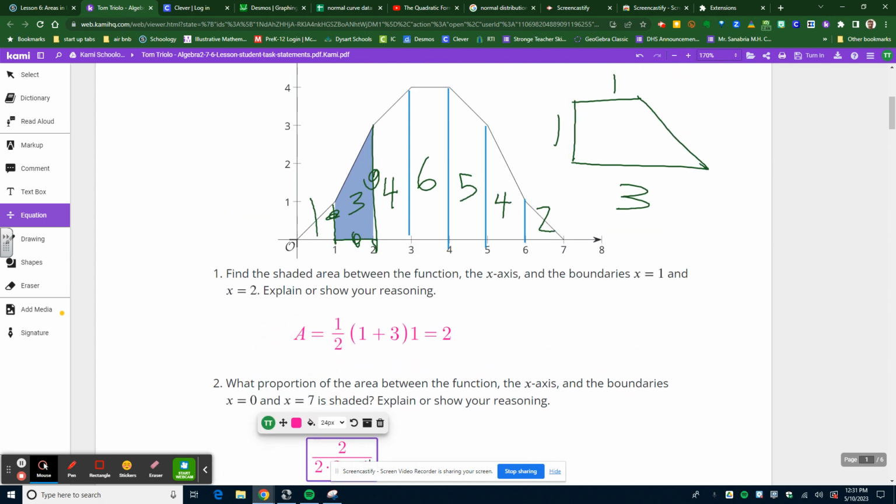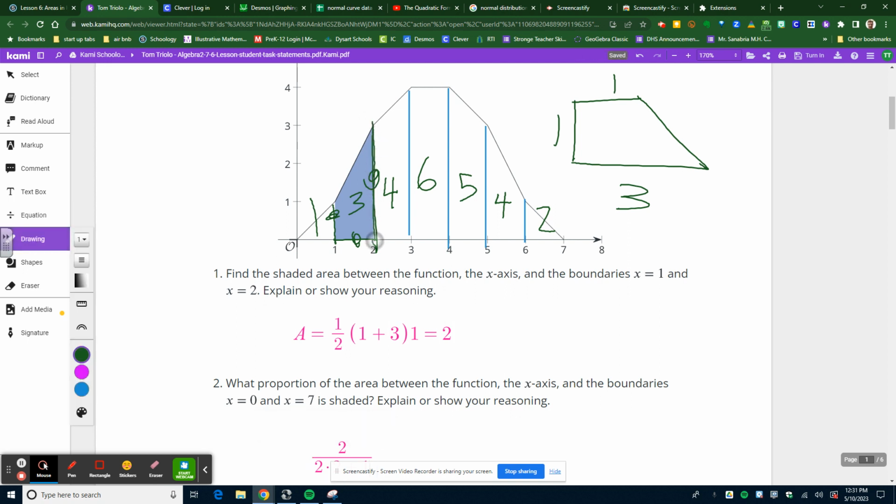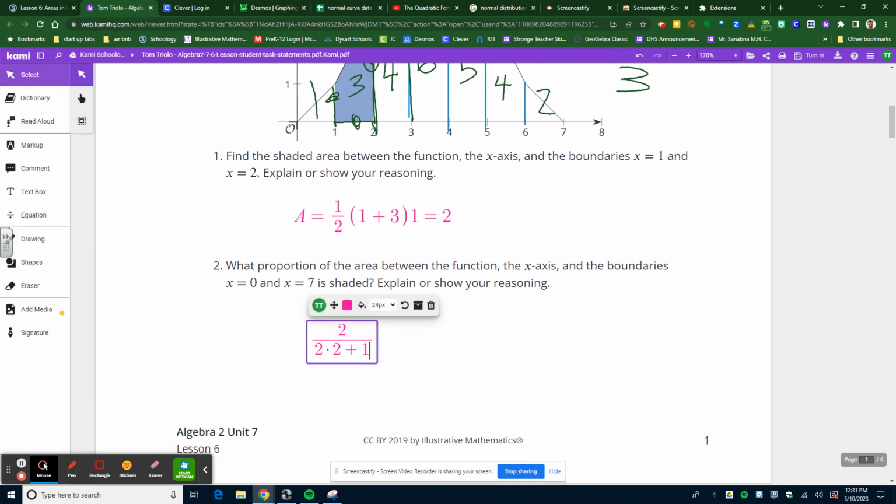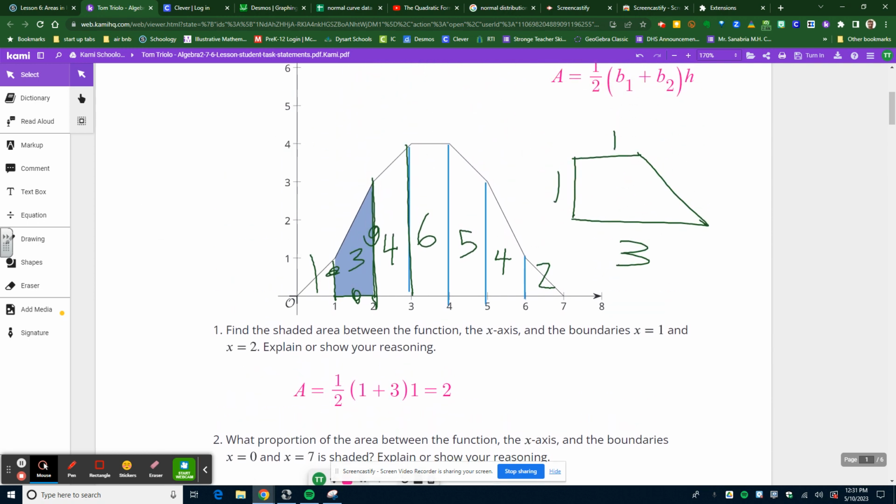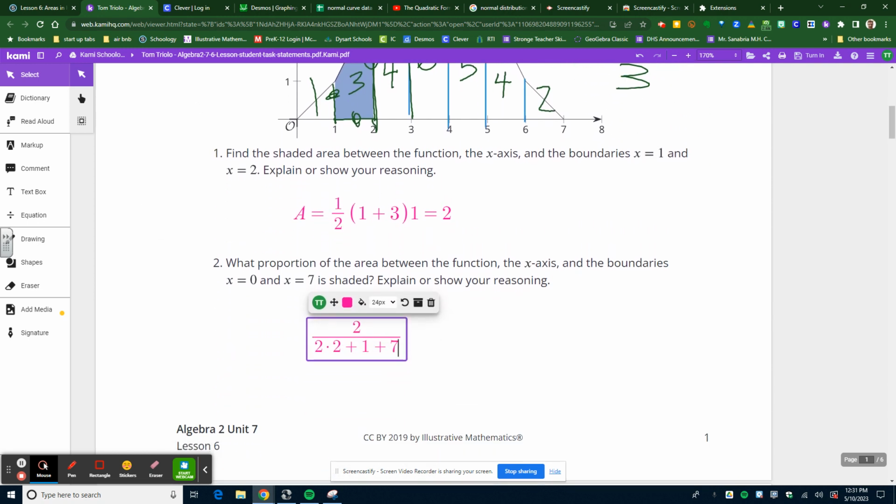Use the same process here. I've got 3 plus 4. Then I have to take a half, but then I have to double it. So 3 plus 4, half and doubled, is just 3 plus 4, which is 7. And last but not least, I've got my rectangle, which is 4 units high, and that's 4. So add all that up, what do you get? 16. So I got 2 16ths, which means that sliver is 1/8.